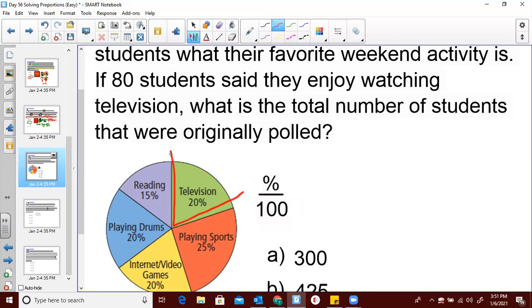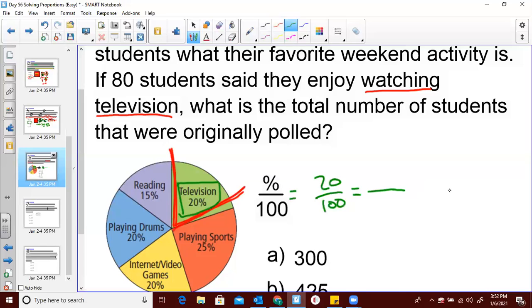So we're looking here at this 20% television, because it says enjoy watching television. So we know that our percent is going to be 20 over 100 because it gives it to us right here. It gives us our percent. Well, that needs to equal another fraction. And let's talk about what that fraction is going to be.